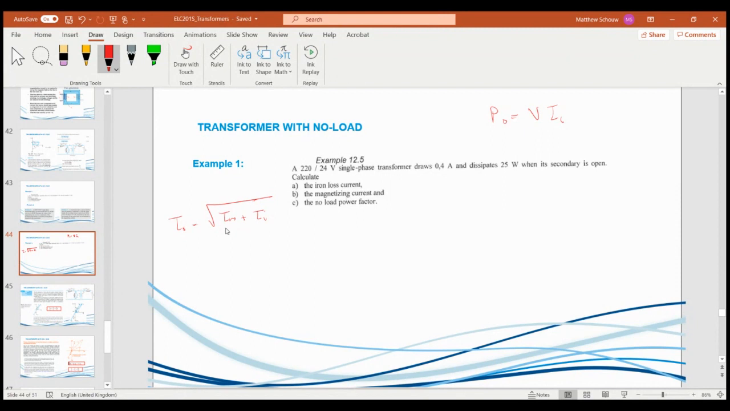Cool. So you have to work out I0 first, which is what you're doing here. And I0 is actually the copper component. So for that, 25 volts equals 220, and you can get I0. 25 divided by 220 is going to give you I0 equals 0.11364 amps. Okay, so we've got the total I0.